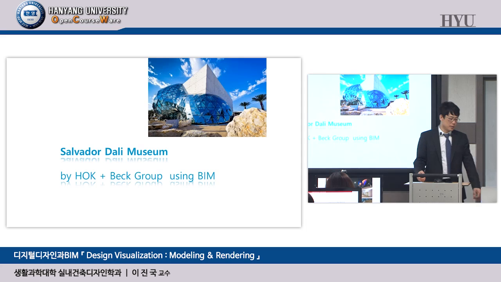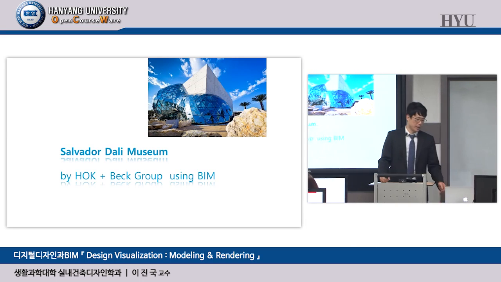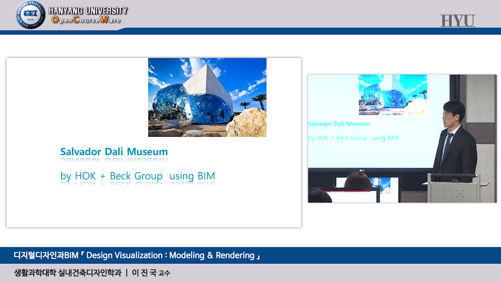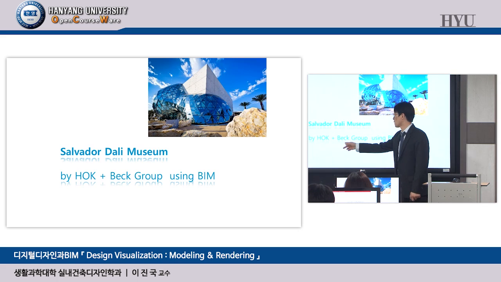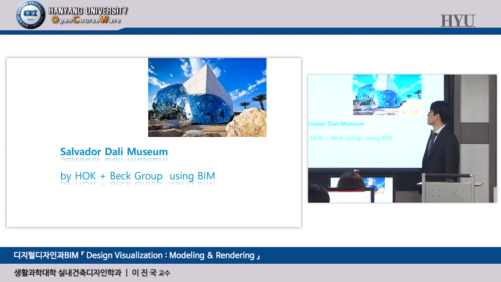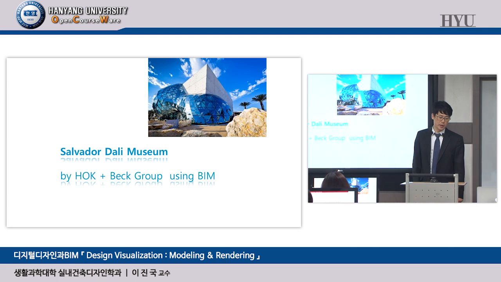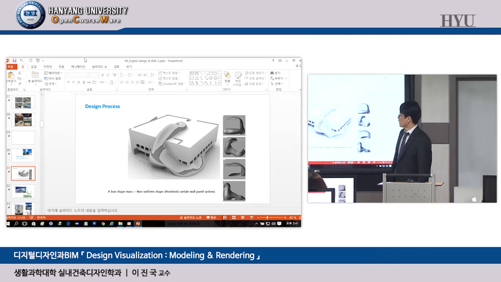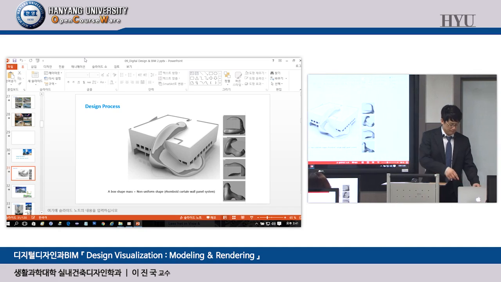Okay. Next example, next case is the Salvador Dali Museum, designed by HOK and realized by Beck Group and a lot of associated subcontractors. Take a look at the picture. It's a BIM project, especially a Revit project.